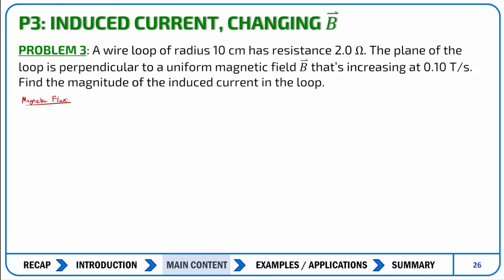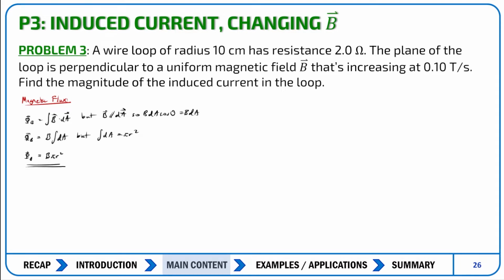But we know B is going to be parallel to dA. So we have B dA cos 0 equals B dA. We end up with the flux being equal to the integral of B dA. So we have B times the integral of dA, but we know that the surface area is simply a circle, so it's pi r squared. So we have B pi r squared as our flux. Next, we want to apply Faraday's law and find the induced current.